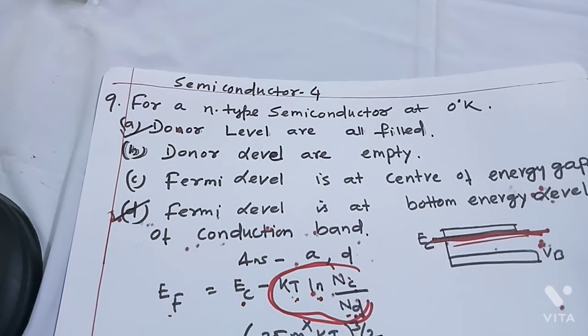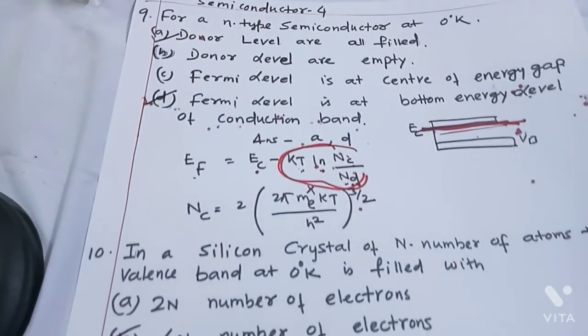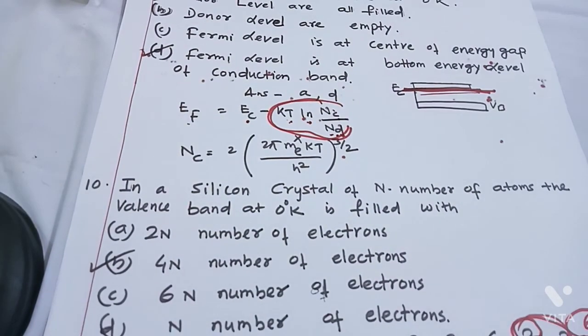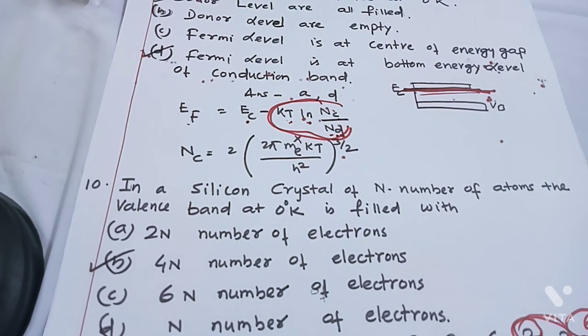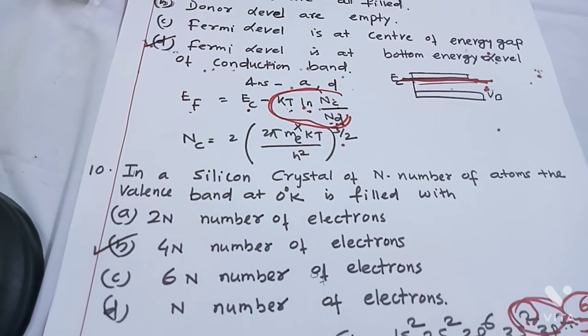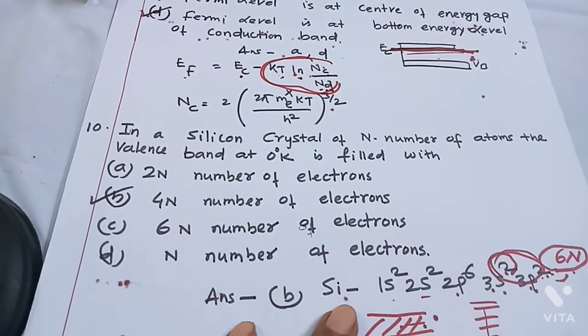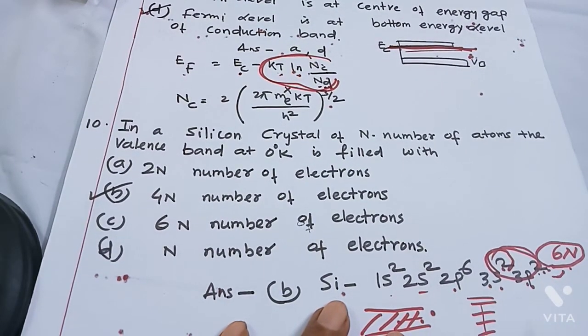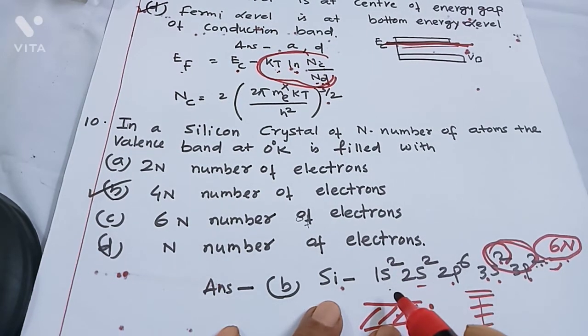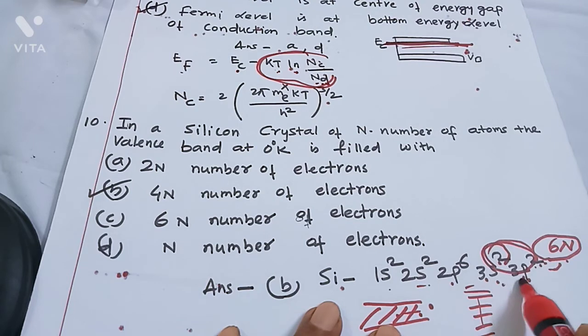Next question is, in a silicon crystal of n number of atoms, the valence band at 0 degree Kelvin is filled with 2n number of electrons, 4n number of electrons, 6n number of electrons, n number of electrons. To answer this question, let us analyze the electronic configuration of silicon. Electronic configuration is 1s2, 2s2, 2p6, 3s2, 3p2.